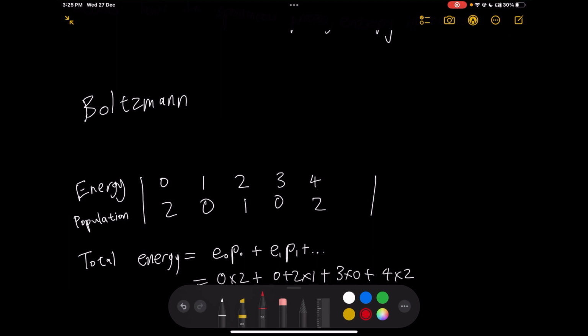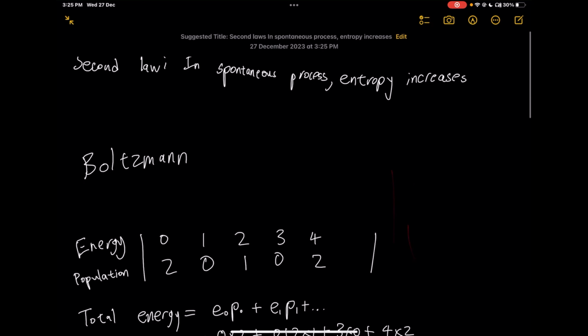Hello guys. I want to talk to you guys about the second law of thermodynamics. The second law states that in a spontaneous process, the entropy of the whole universe increases. I just want to introduce to you guys an approach to the second law with a bit of maths.